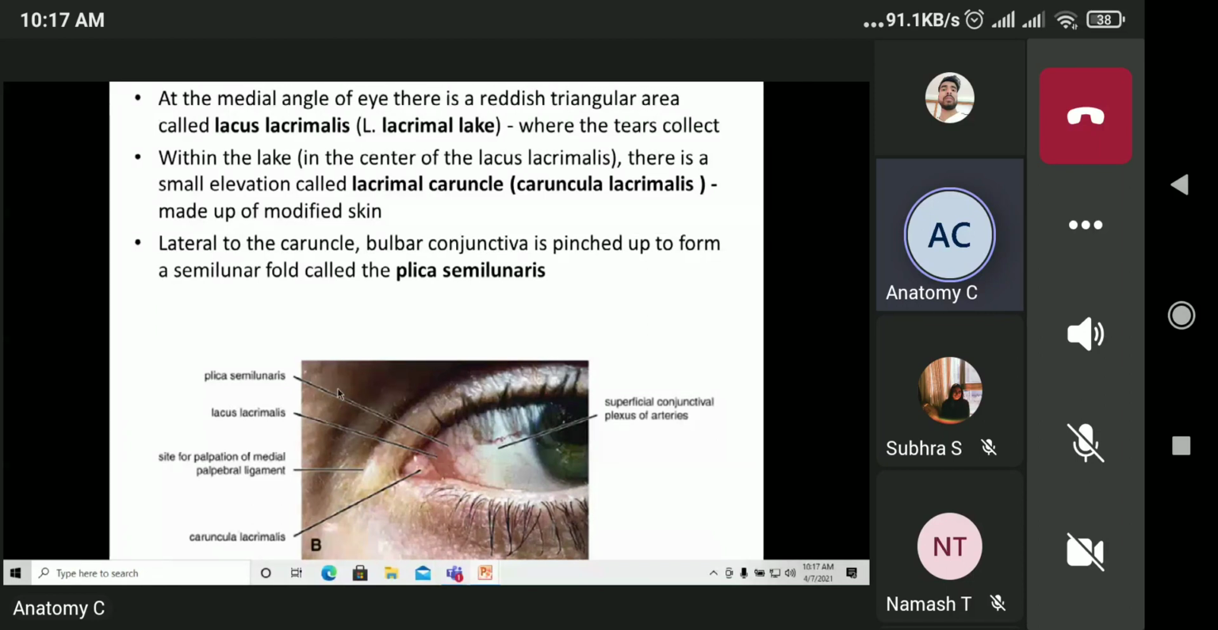Lateral to the caruncle, you'll get the bulbar conjunctiva, which is pinched off to form the semilunar fold called the plica semilunaris. Look at here. This is the plica semilunaris. So from here you are getting over here. This is the fold. This is the fold of the bulbar conjunctiva, pinched off to form the plica semilunaris.